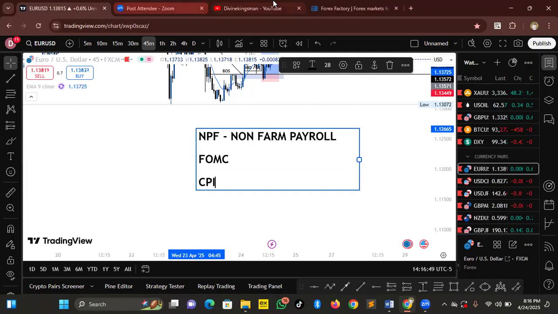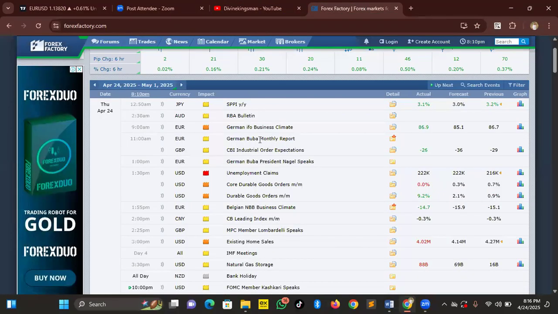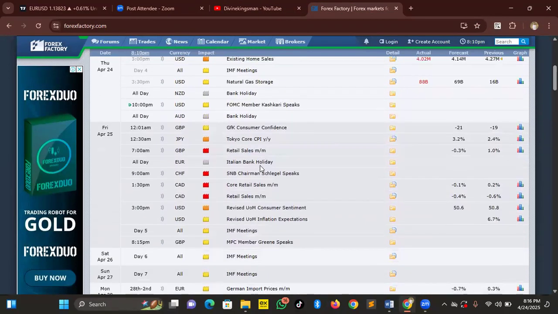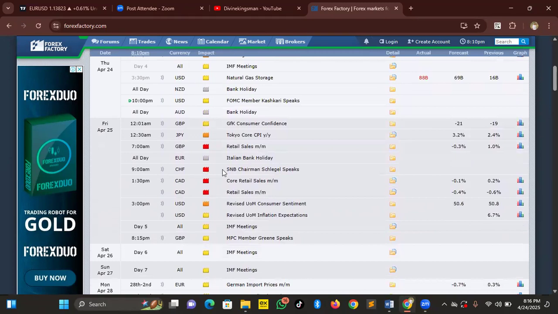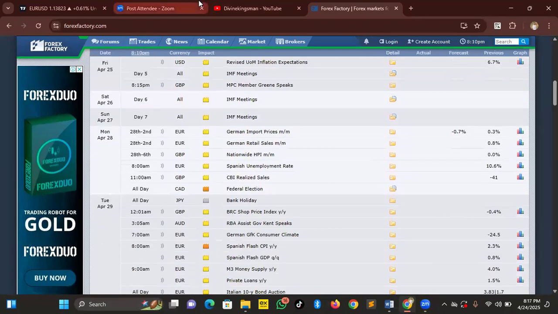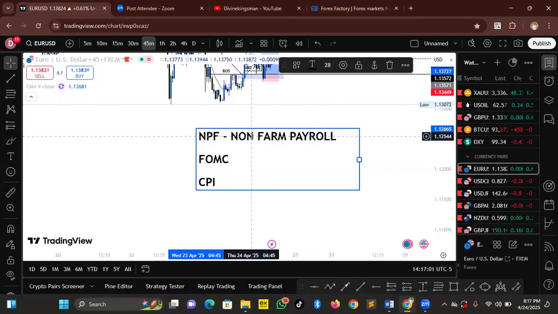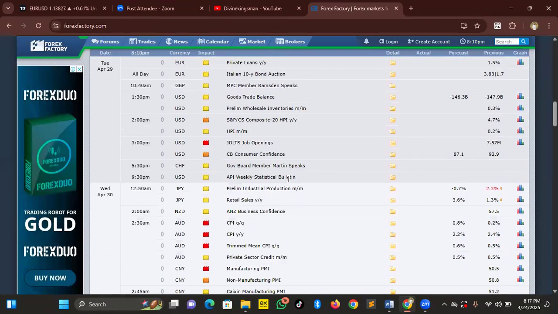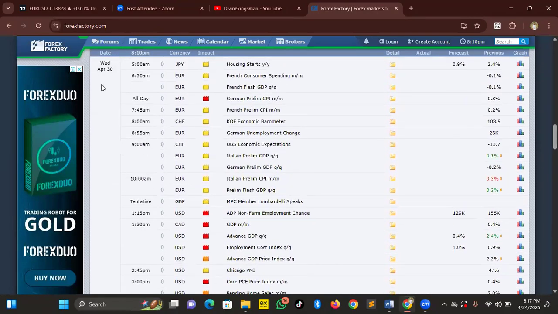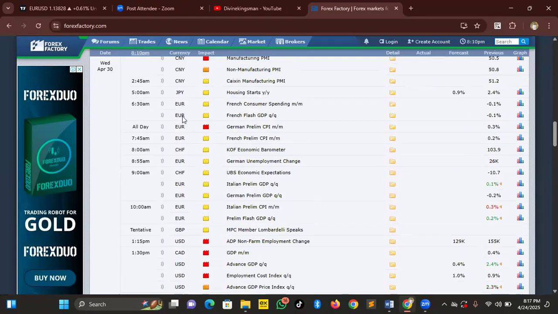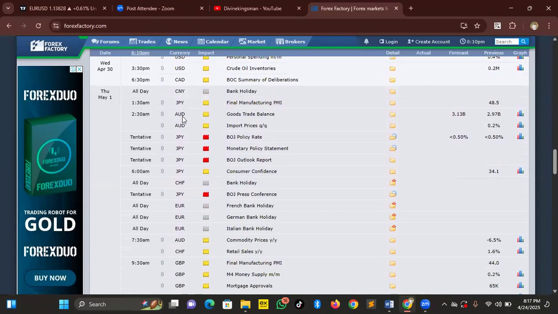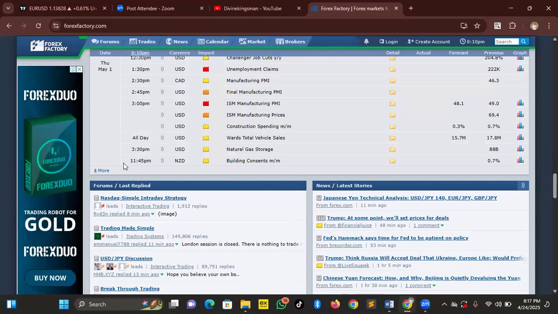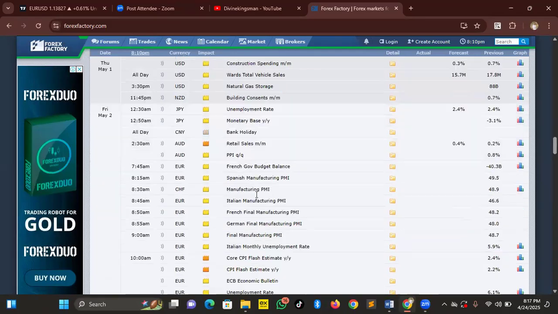So you just need to check your Forex Factory or your fundamental analysis part to check when these news are coming out. So I told you the NFP, non-farm payroll, comes out every first Friday of every new month. Now let me just scroll down. This is the 30th. So what we just need to do is scroll down to the new month. So this is the first of the month. Let's check the Friday of this new month.